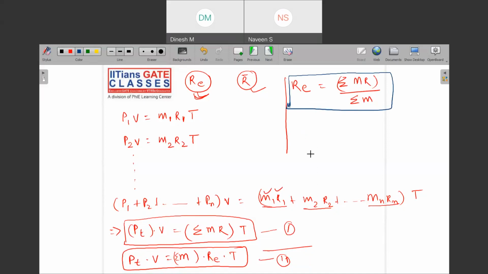This similar relation can be extended to specific heat equivalent, at constant pressure and at constant volume. Here Cp equivalent will be the summation of mass into Cp divided by summation of mass. Here Cv equivalent will be equal to summation of mass into Cv divided by summation of mass. This is a very important relation. We should keep this in our mind.